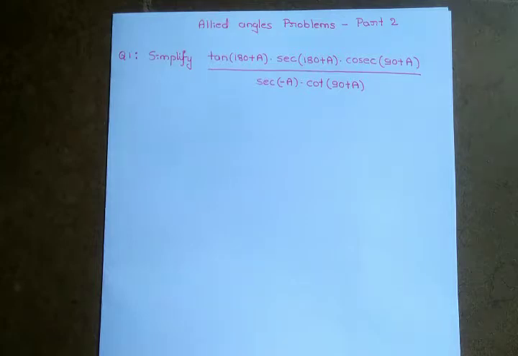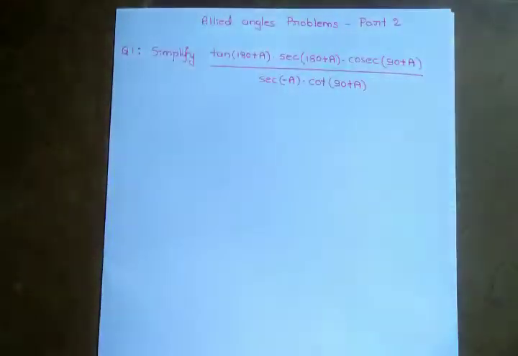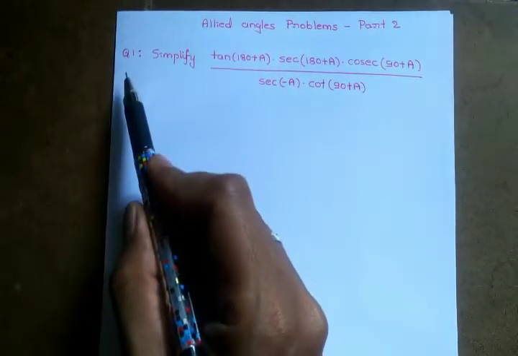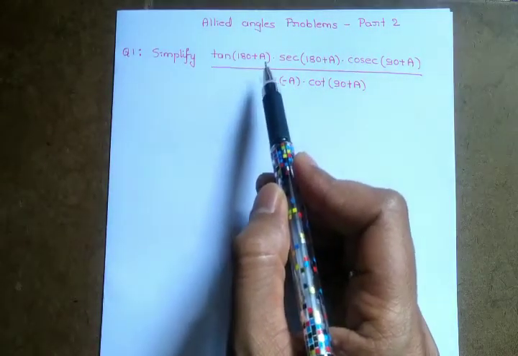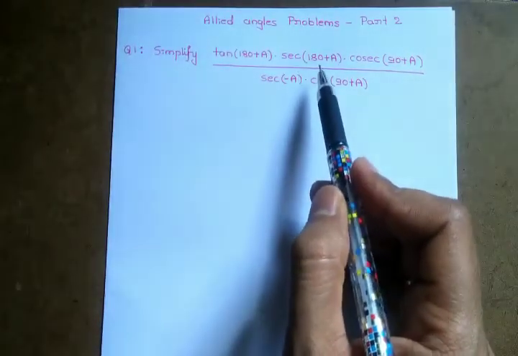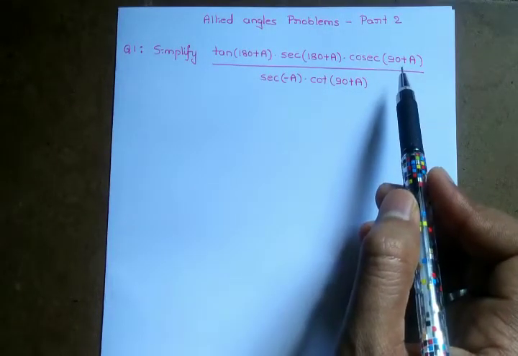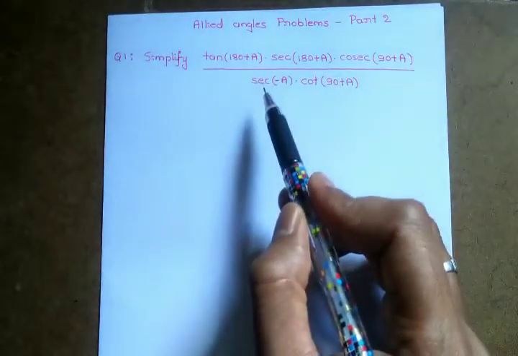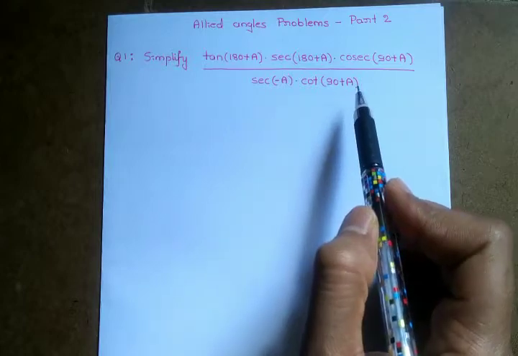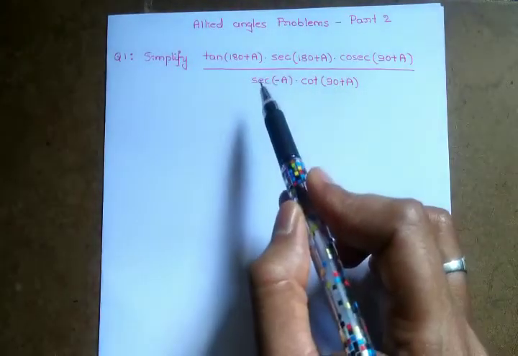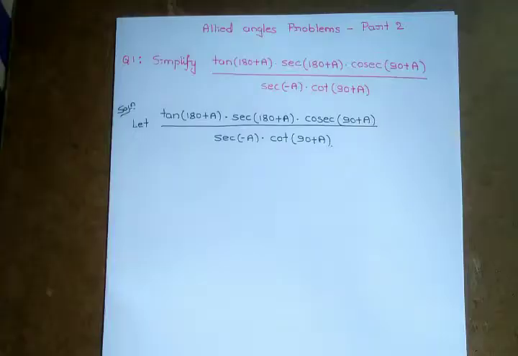Hello everyone, in this video we will see allied angles problems. In the first example: simplify tan(180 + a) times sec(180 + a) times cosec(90 + a), divided by sec(-a) times cot(90 + a). We need to simplify this value. For that, first we will write down the value.